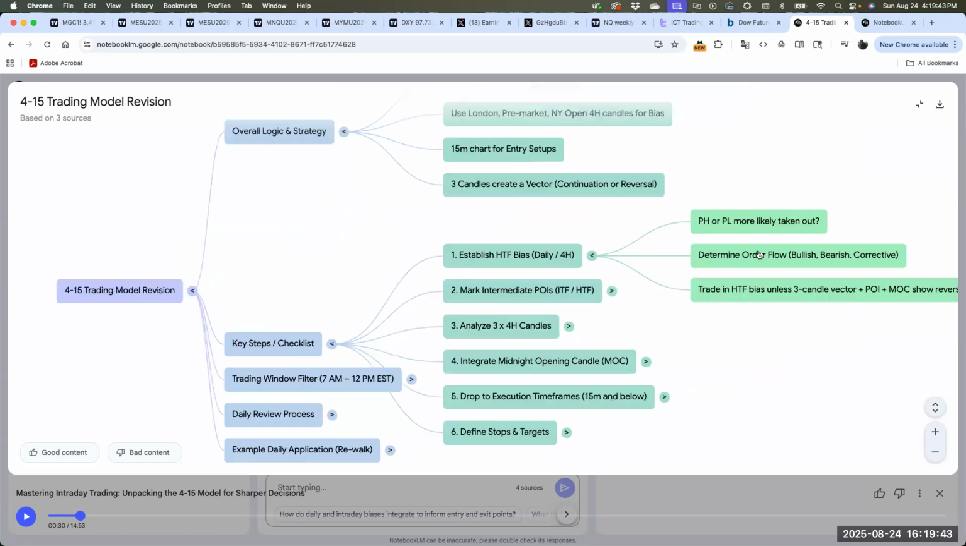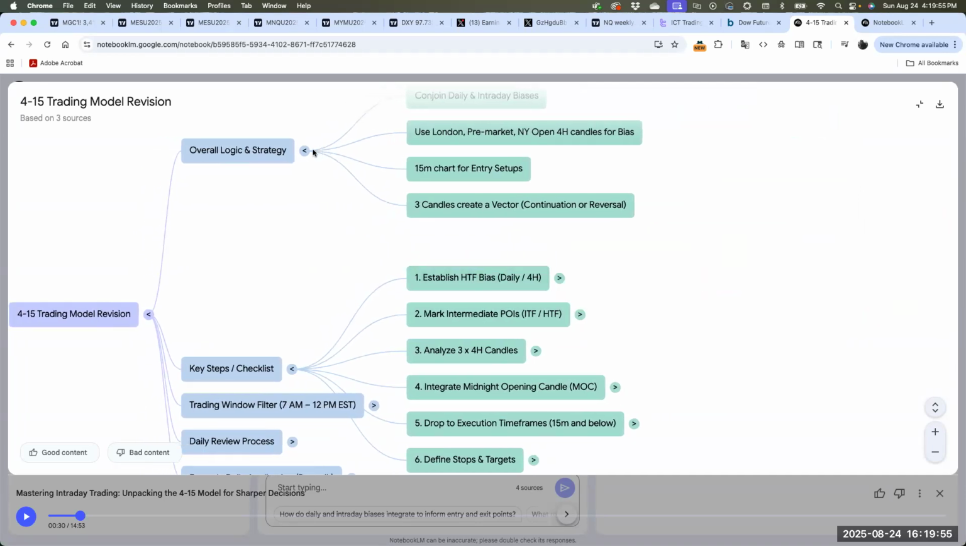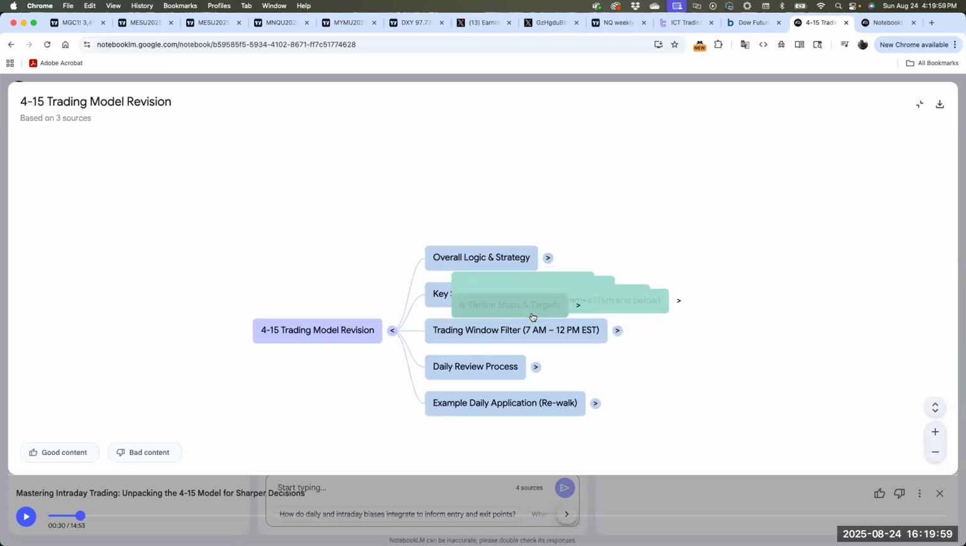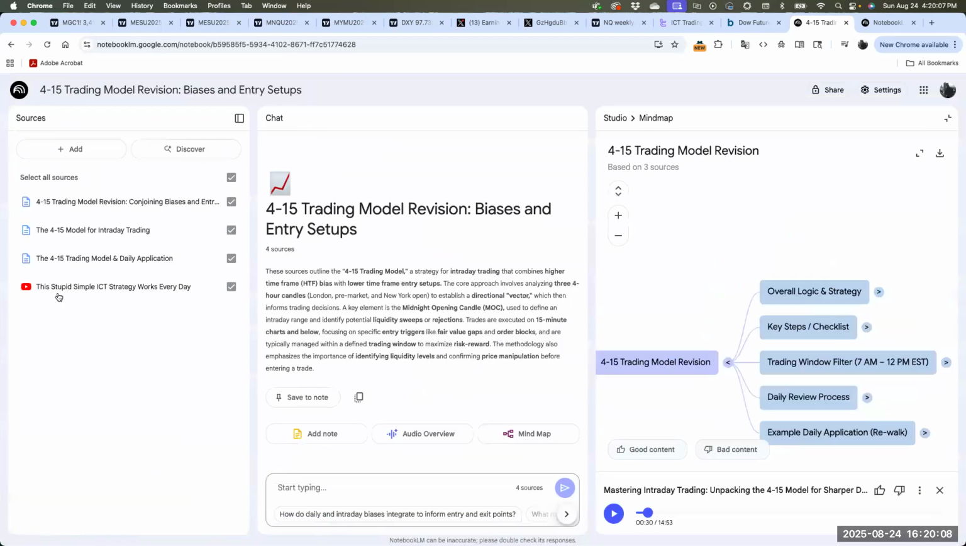Each one of these, this is what I would like to see in each level of this particular trading model. These are some of the things that I'm looking for. So I thought I would break it down into a better way so that I can understand it in a more streamlined approach, right?